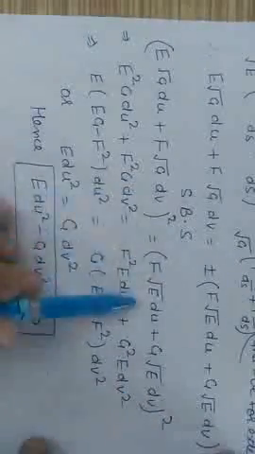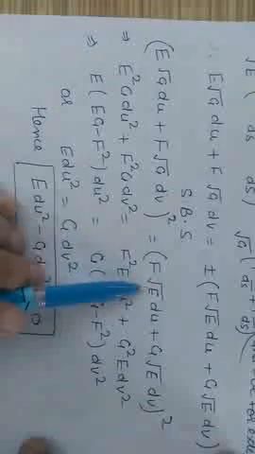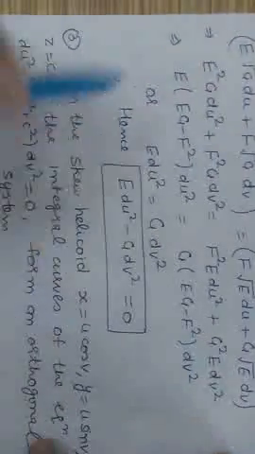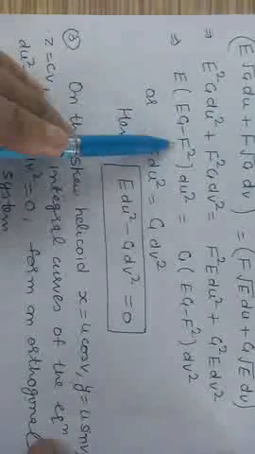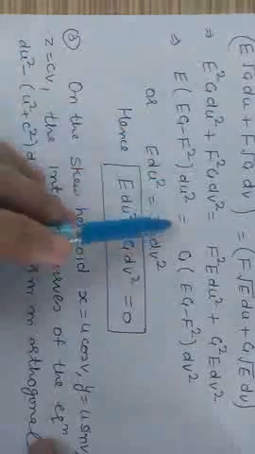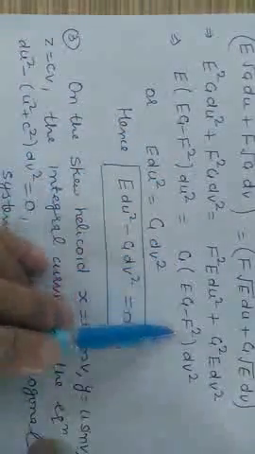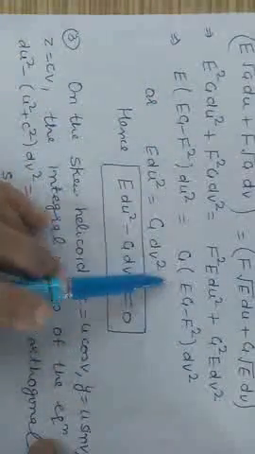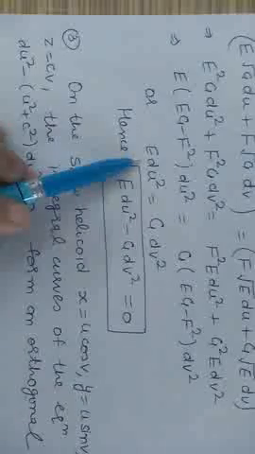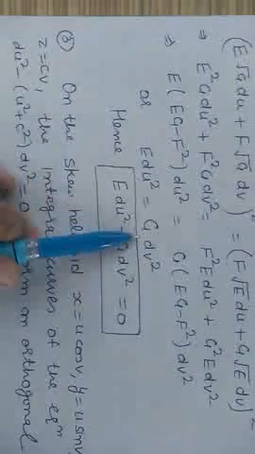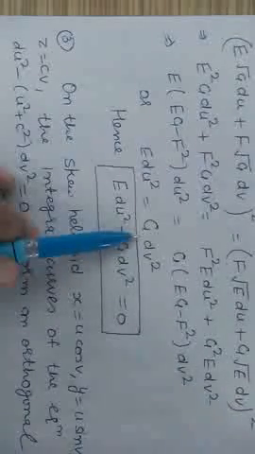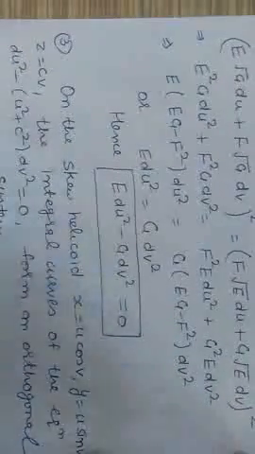Now if we simplify these whole squares, the product term will be cancelled from both sides. So we get E into EG minus F square into du square is equal to G into EG minus F square into dv square. This term is cancelled from both sides. So we get E du square is equal to G dv square. So this is the required curve which bisects the angle between the parametric curves.